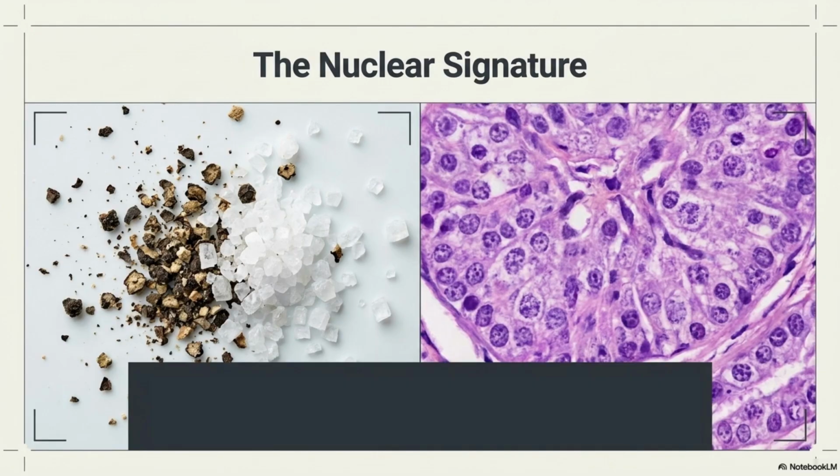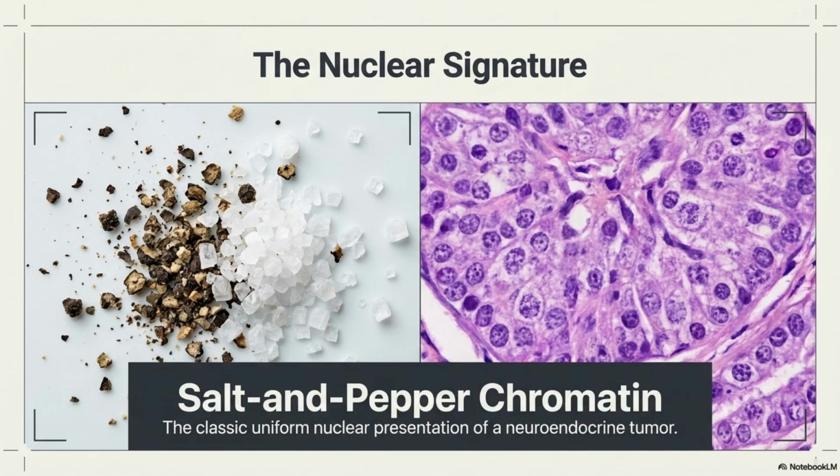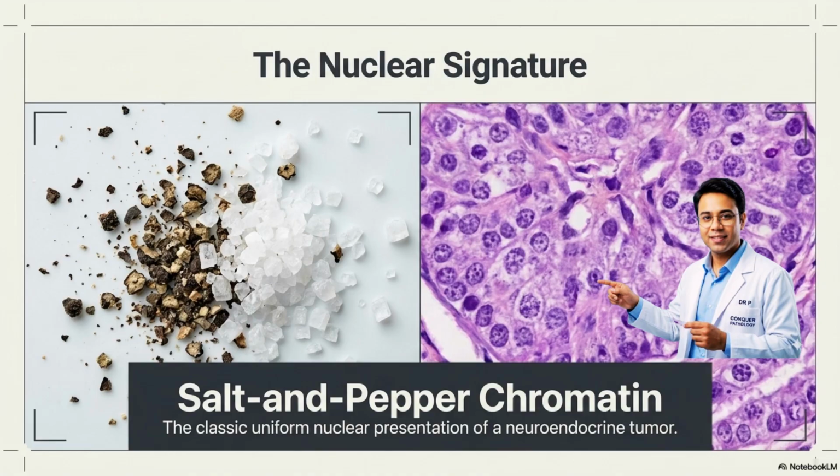Zooming in even closer to the cells, we find the nuclear signature. What you see here is the classic salt and pepper chromatin. This finely speckled appearance is the uniform textbook nuclear presentation of a neuroendocrine tumor.